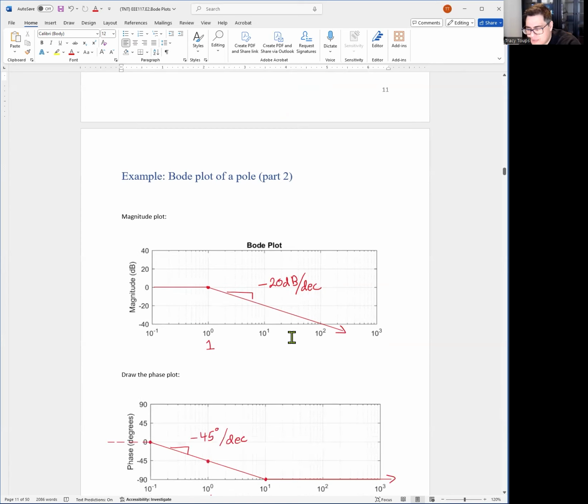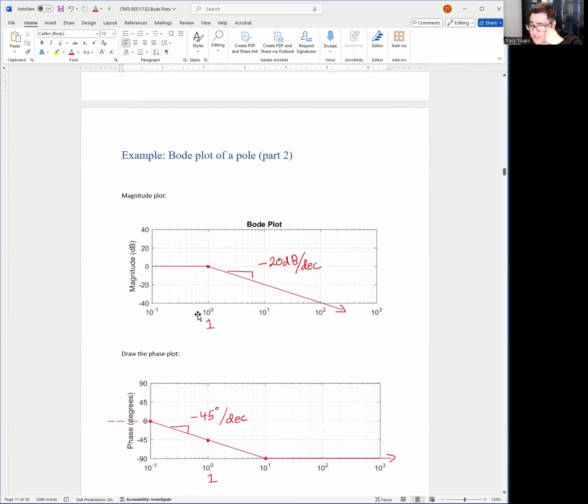What would the frequency, the phase shift be? Well, remember how phase shift works. Figure out where your pole is. Our pole is at 1, so draw that dot at -45 degrees. So pole is at 1, so think of this line right here, and then the middle point is always -45 degrees. The decade before we go to 0. The decade after we go to -90. So draw 2 more points and you draw a line. And this is a -45 degree per decade slope.